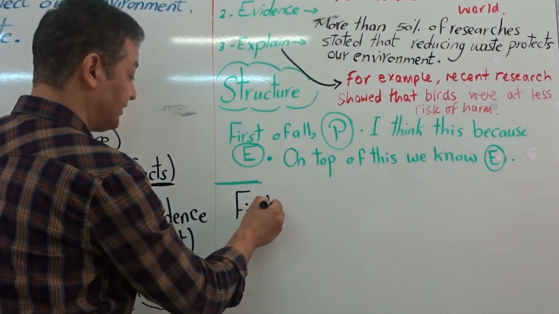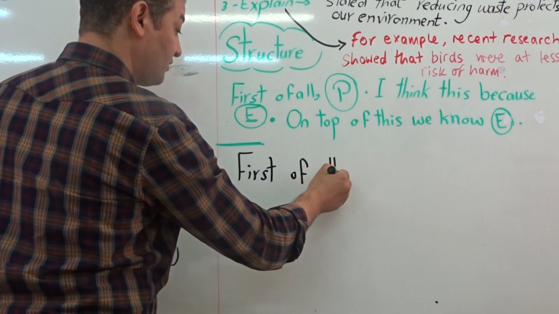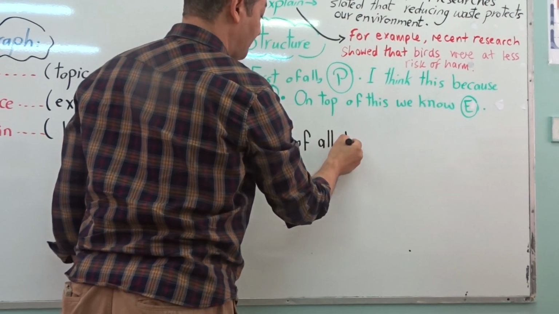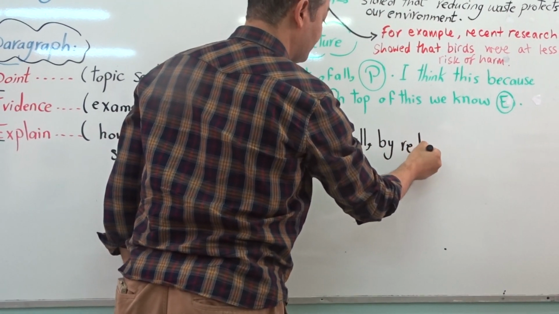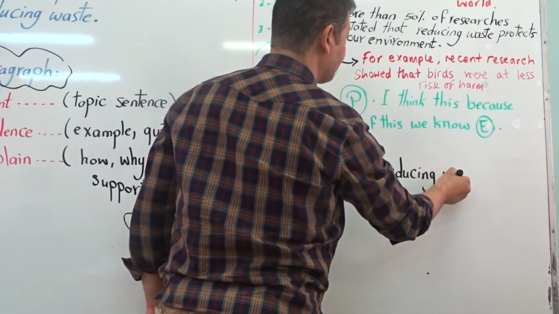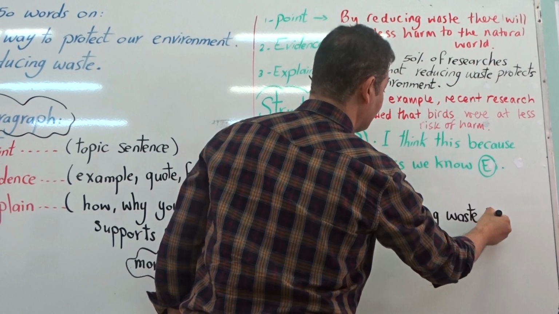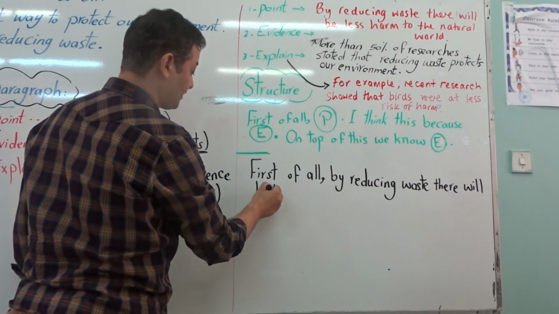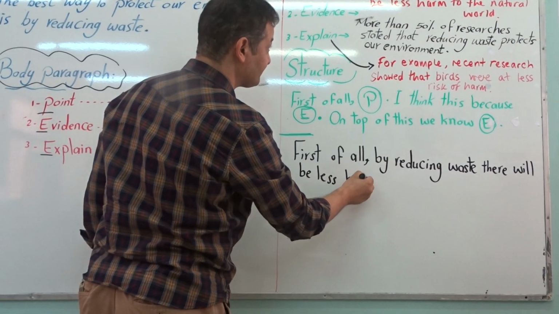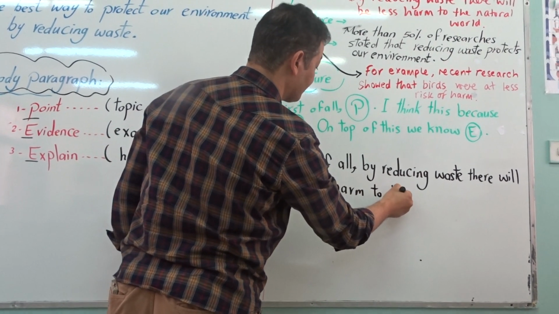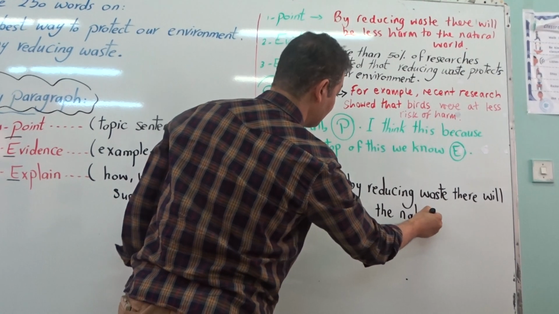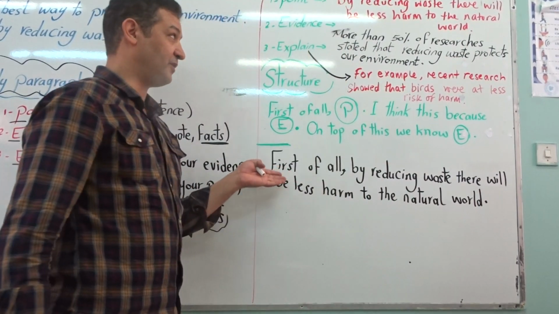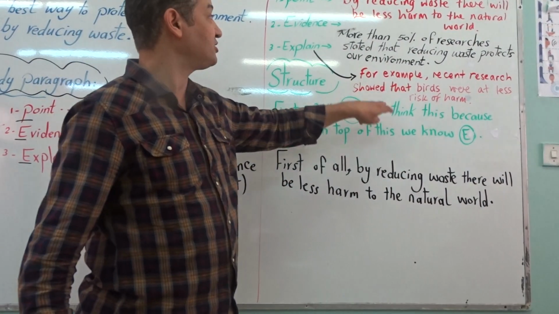First of all, you have to use a comma because this is a phrase. First of all, my point is by reducing waste, there will be less harm to the natural world. Like this, I stated my point. Then you will go on like this to state your evidence.